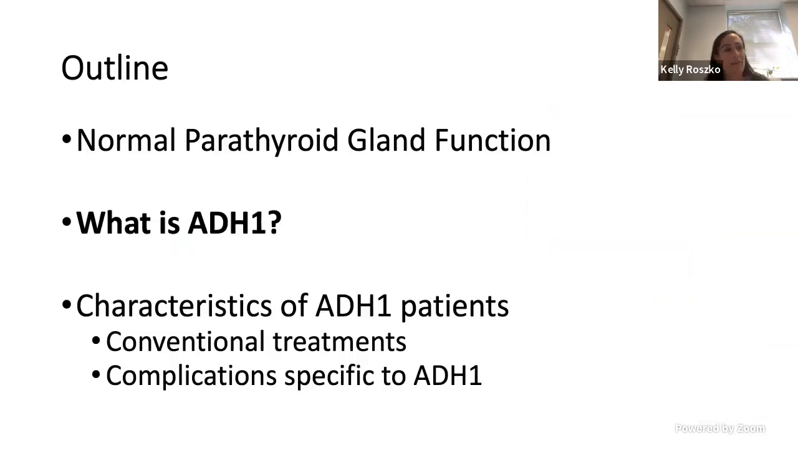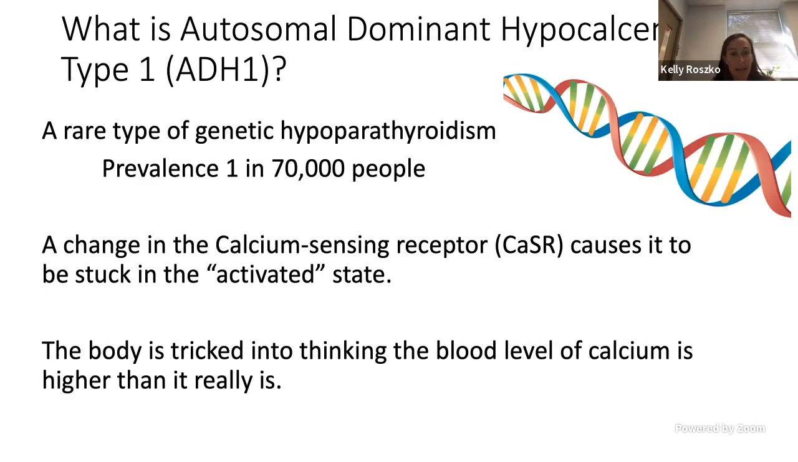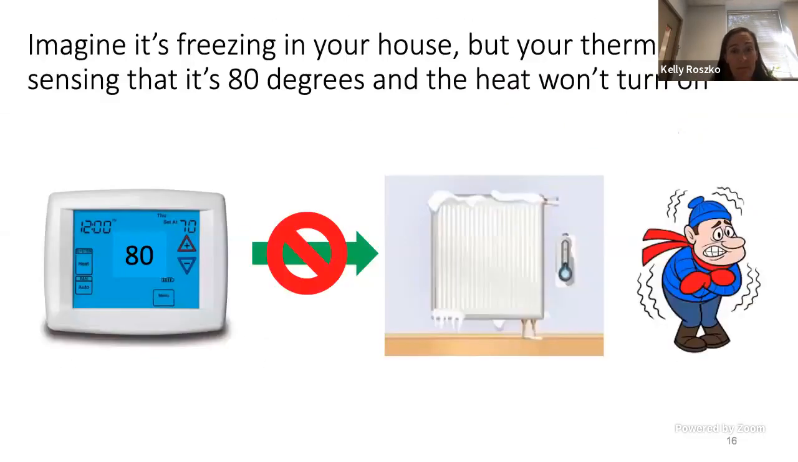So now that we have some background about the parathyroid gland and how the calcium sensing receptor works, I want to go into what is ADH1. Autosomal dominant hypocalcemia type 1, or ADH1, is a rare type of genetic hypoparathyroidism. Its prevalence is about 1 in 70,000 people. And there's a change in the calcium sensing receptor, which causes it to be stuck in that activated state. Therefore, the body is tricked into thinking that the blood level of calcium is higher than it really is.